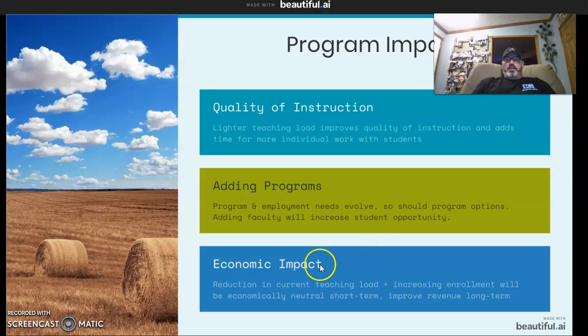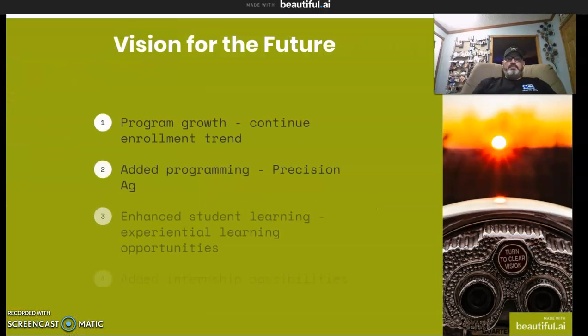And then finally, economic impact. Reduction in current teaching load plus increasing enrollment is probably economically neutral in the short term because you're essentially just shifting some of the overload pay that you're currently providing to the two instructors on staff and shifting it to a third faculty member. But it improves your revenue stream in the long term because not only are you growing programs, you're also improving the amount of state reimbursement that you're perhaps going to get by adding credit hours. So those are the three main program impact features that I wanted to target with you.